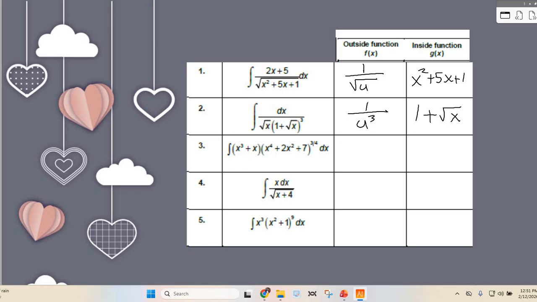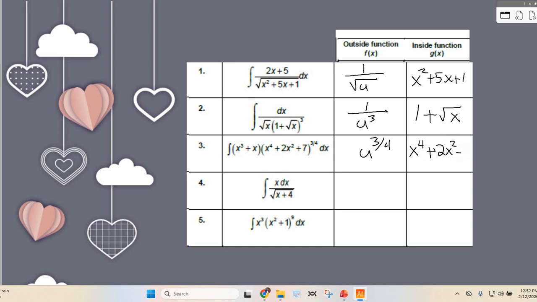All right, what do we think our inside function is for the next one? So what operation do I have there that's kind of on the outside of the parentheses? X to the power 3 over 4. Yes, it would be u, because we don't leave it as an x. So we have u to the 3/4 as our outside function, which means that our inside function would be the x to the 4th stuff.